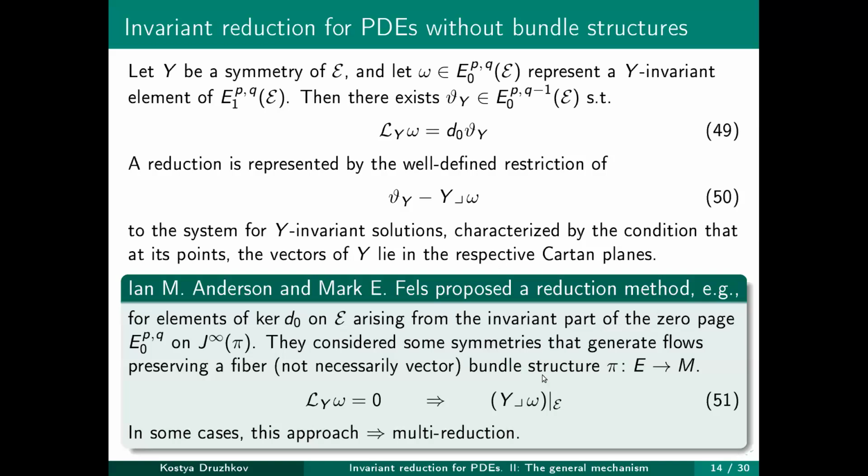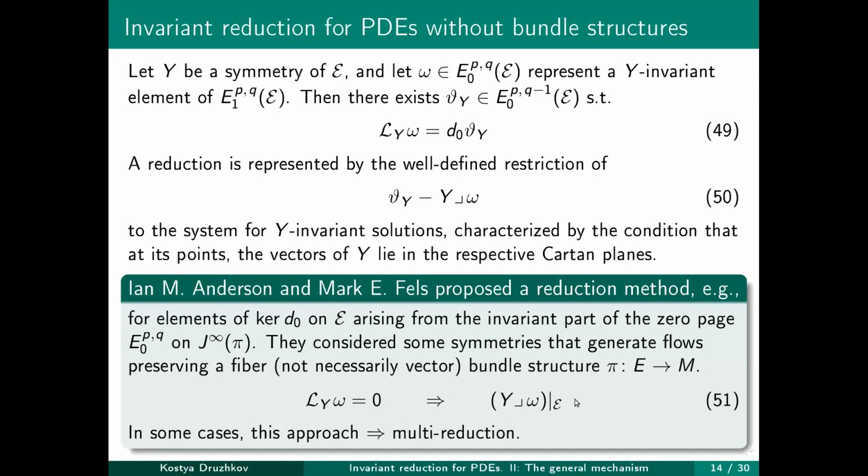So basically, their reduction mechanism can be described in this form. If we have this formula, that is, omega is an invariant representative. It's a more restrictive condition, right? So we have not just an invariant conservation law or something like that. We have an invariant representative in this case. But if we have an invariant representative, then using this observation given under the formula 49, we can see that we can take theta Y as 0, and then in the formula 50 we have only this term. Then we can take this term and restrict it to the subsystem epsilon Y.